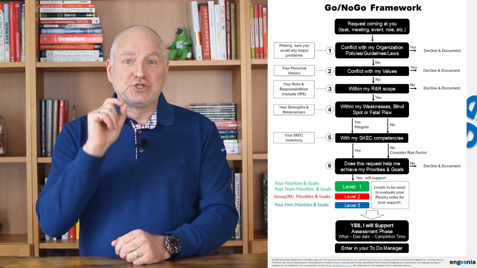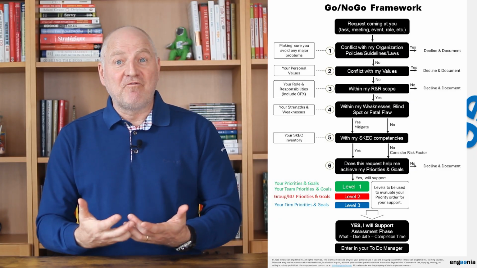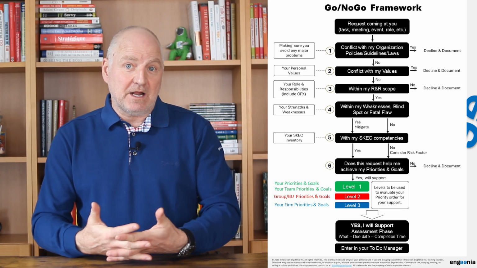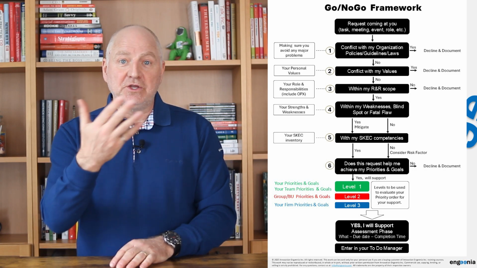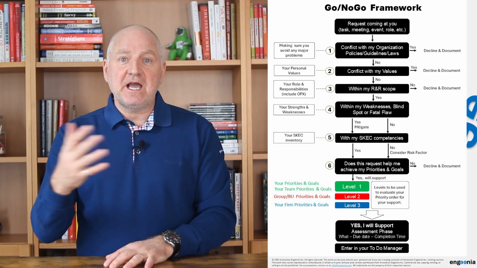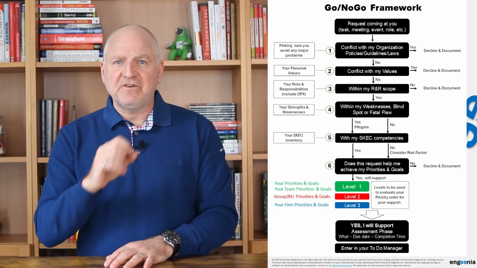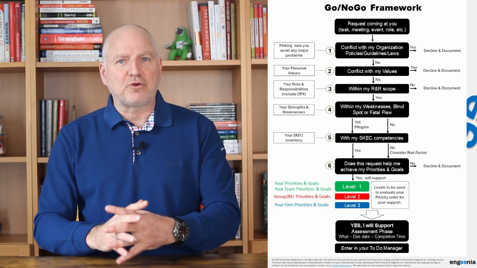This one is to check if the request conflicts with your personal values as we defined in your personal compass. If it's a yes, you decline and document. If it's a no, you move ahead to the third lens.